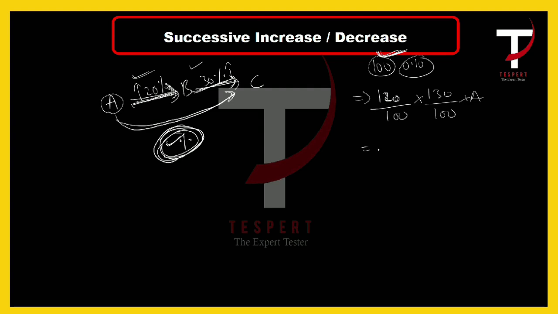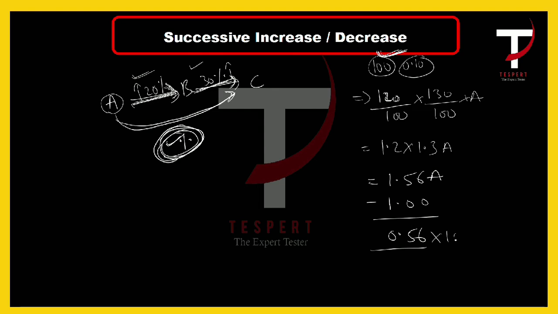Just calculate now. We get 1.2 into 1.3, which is equal to 1.56 of A. Now, just subtract 1 from this. We get 0.56. So to convert this decimal into percentage, we must multiply it with 100. So 0.56 into 100, which is equal to 56%.